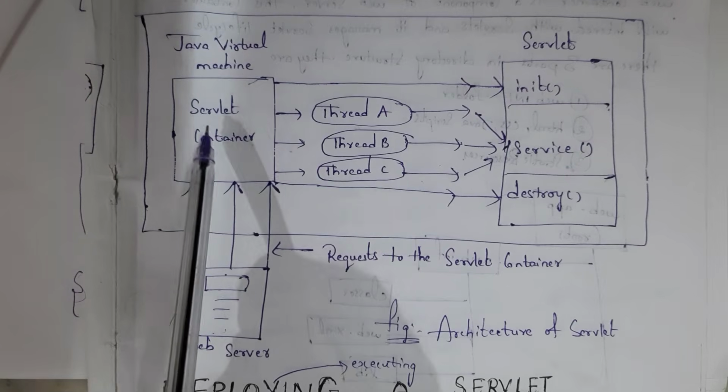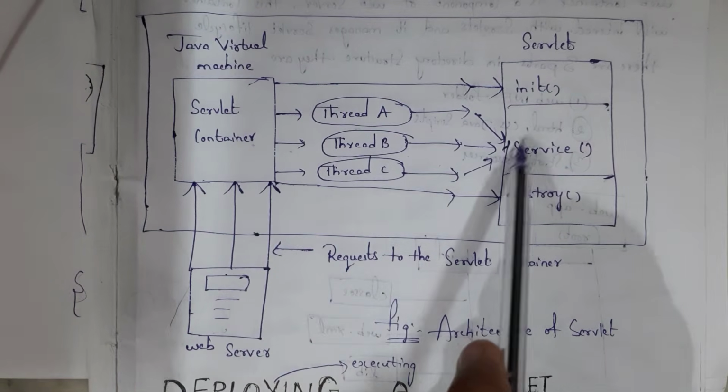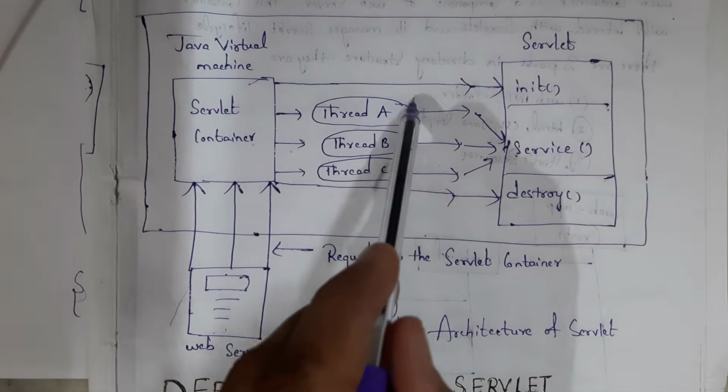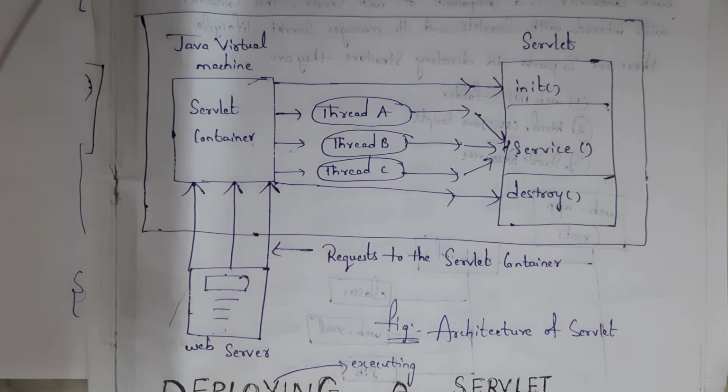In order to handle each request, we need to create one thread in the service method. For each request, one thread is created, and the servlet will provide the response to the web server. This is the architecture of a servlet.